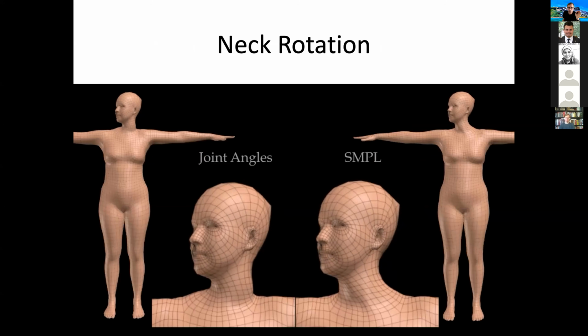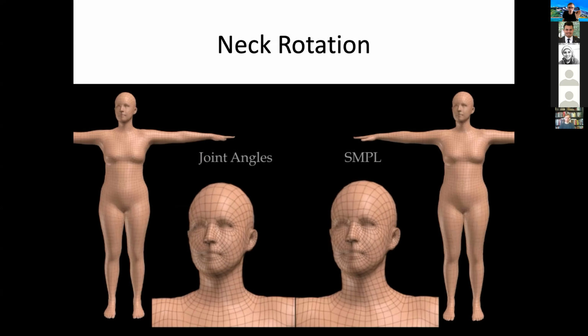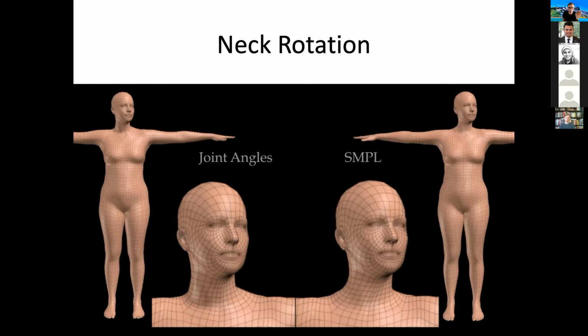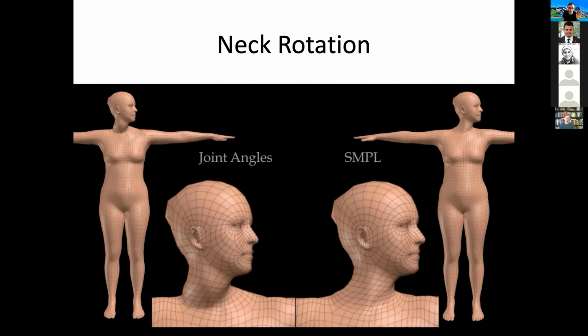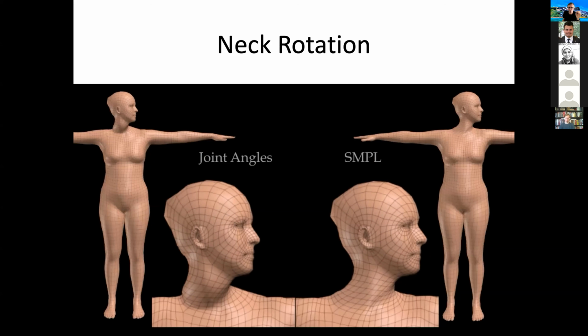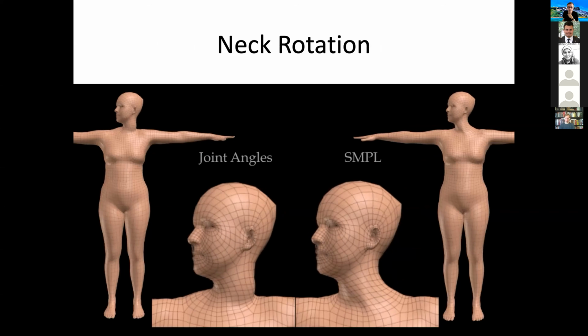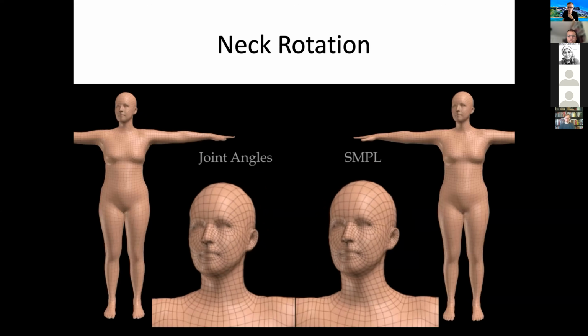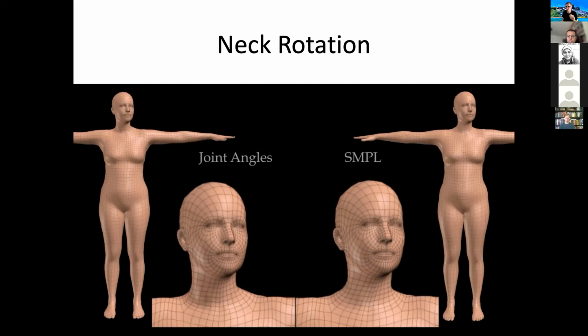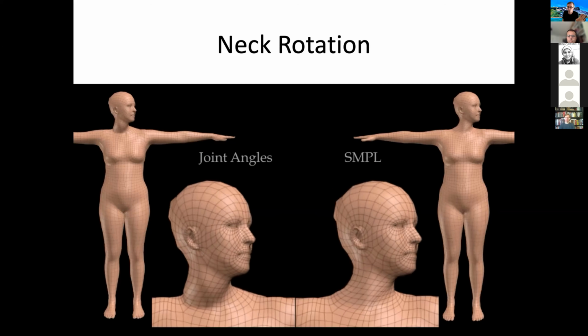Now, this is a comparison of SMPL on the right with taking that function f of theta and just using theta on the left, and you get a volume collapse as the neck rotates. It doesn't work properly. And there are other solutions to this, but this worked for us.